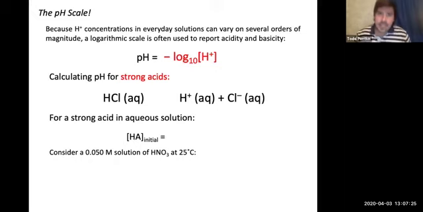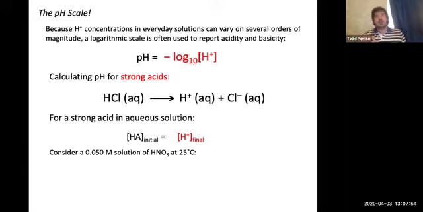So the way that the pH scale works is you take the negative log base 10 of the H plus concentration. So if we have a strong acid, it dissociates completely. So whatever the concentration of that strong acid is, like if you have 1 molar HCl, that entire 1 molar is going to break apart into H plus and Cl minus. So whatever the initial concentration of acid is, that's going to be the H plus concentration.